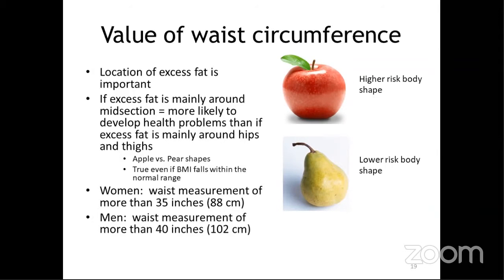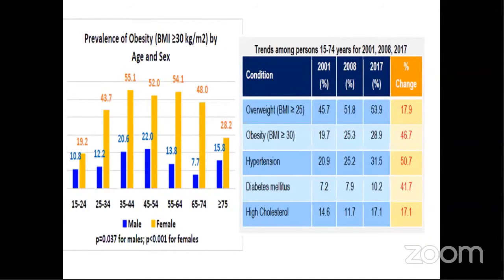And this is true whether or not your BMI falls within the normal range, because excess fat around the midsection means you're more than likely to develop health problems. This indicates the prevalence of obesity for ages 15 to 74 years for three years: 2001, 2008, 2017. And it shows obesity with a 46.7% change. It has been increasing.